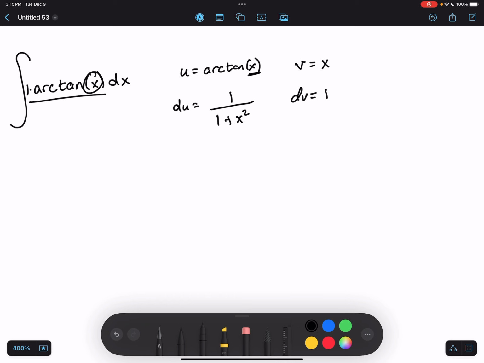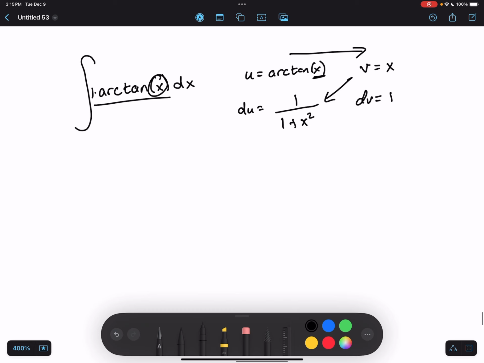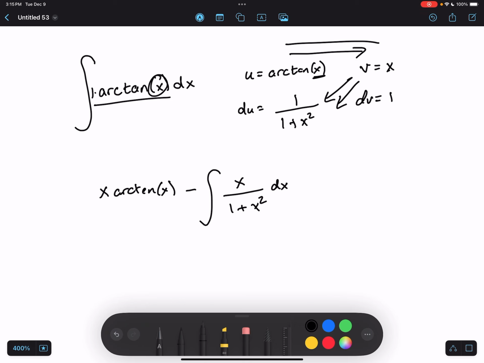And because we're doing integration by parts, we go across first and then down and over. And so first we get x arctan x by going across, and then we subtract the integral of x over 1 plus x squared, by going down like so, with respect to x.